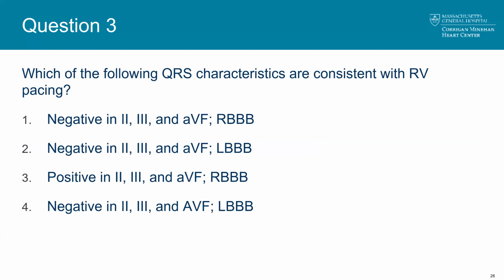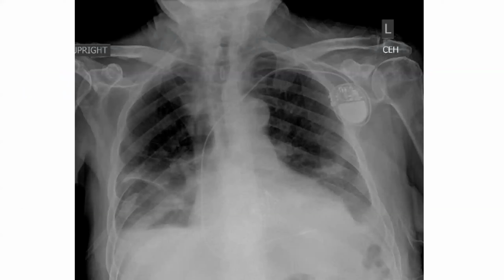And it should be a left bundle branch block because if you're pacing in the RV, you're going to block in the chamber of destination. So if your wavefront starts on the right and goes to the left, you're going to have a left bundle branch block. And so what you're expecting to see is negative 2, 3 in AVF and a left bundle branch block.